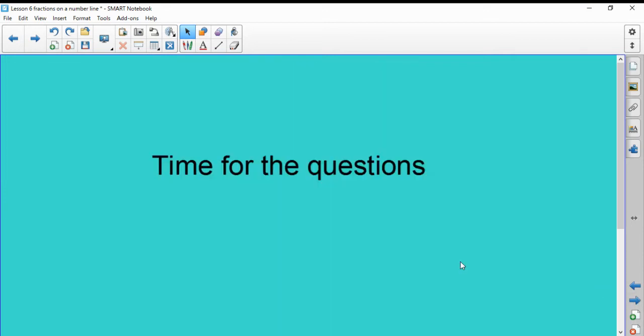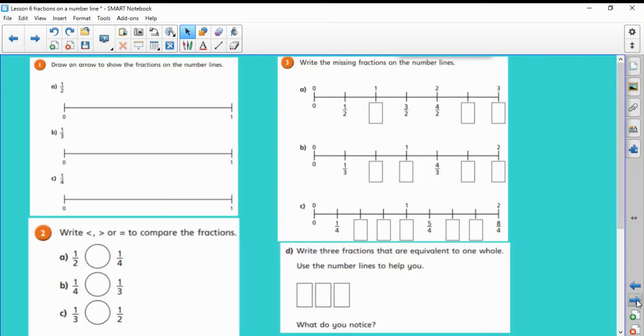Now it's time for the questions. Don't forget to pause the video. So number 1, draw an arrow to show the fractions on the number lines. We have 0 and 1. Where will a half go? Next one, 0 and 1. Where will a third go? And C, 0 to 1. Where will a quarter go?